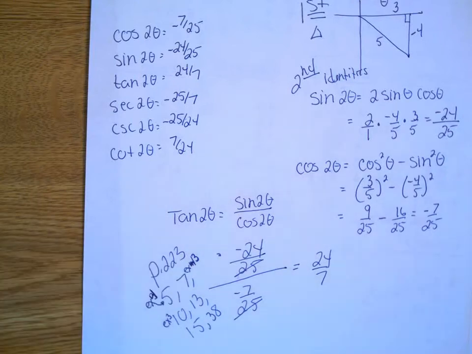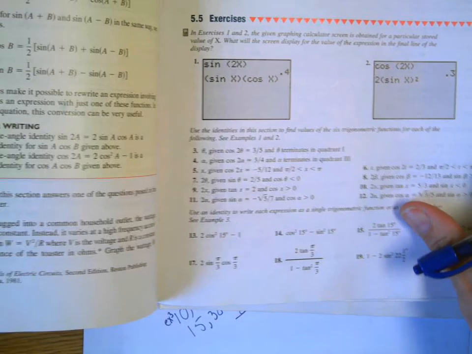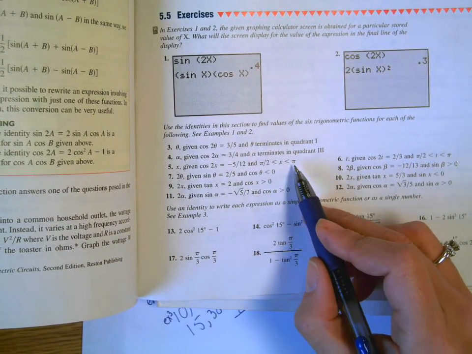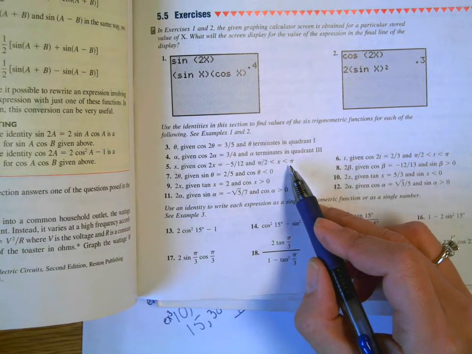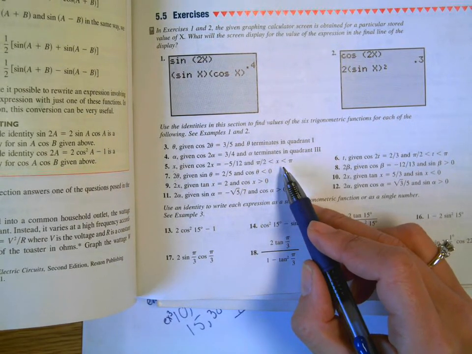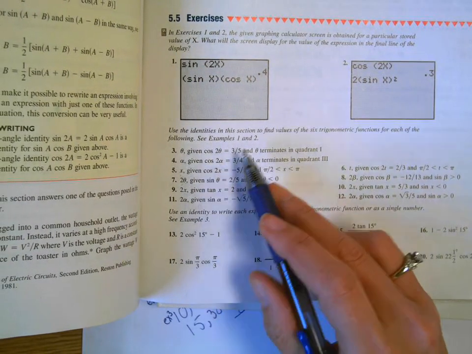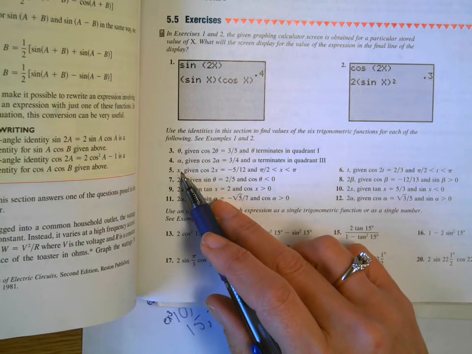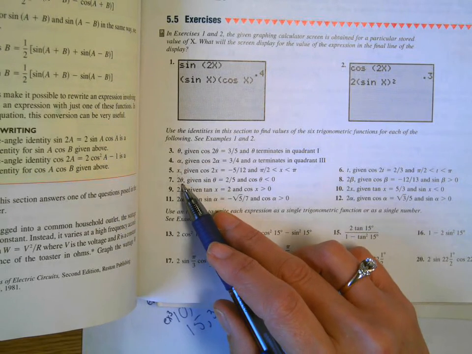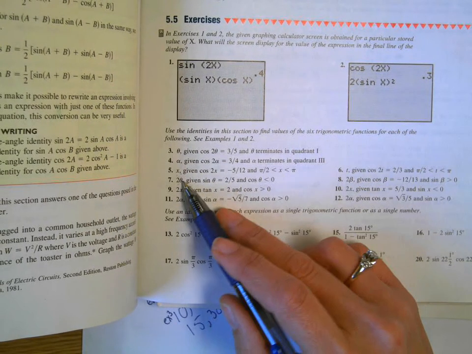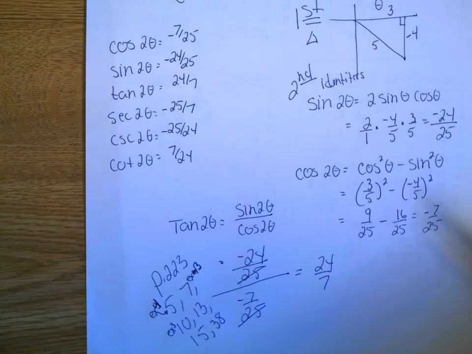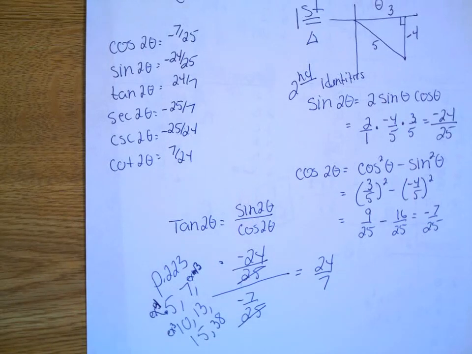So these first 3, look at the way they say it. It's so ugly. If you just went to number 5, look at what it says. It says x, given cosine of 2x equals this, and it tells me that x is in quadrant 2, from pi over 2 to pi. What they want is all 6 trig values of x. Number 7 is all 6 trig values of 2 theta. I just don't like the way they did these directions. They're just bad.